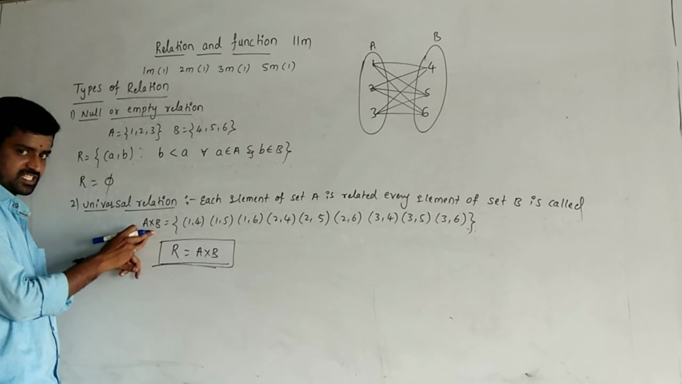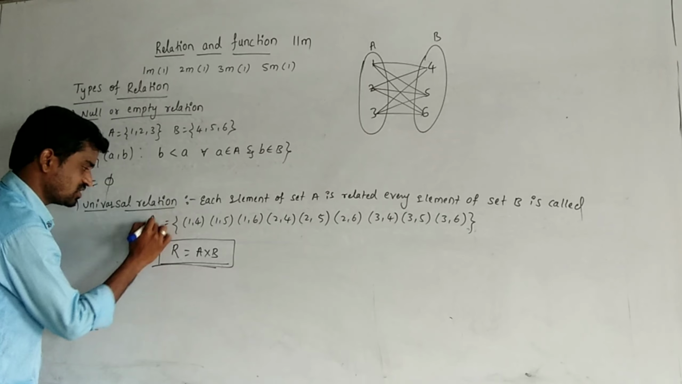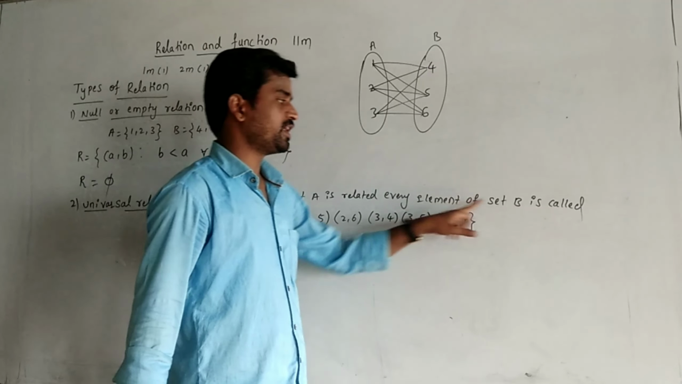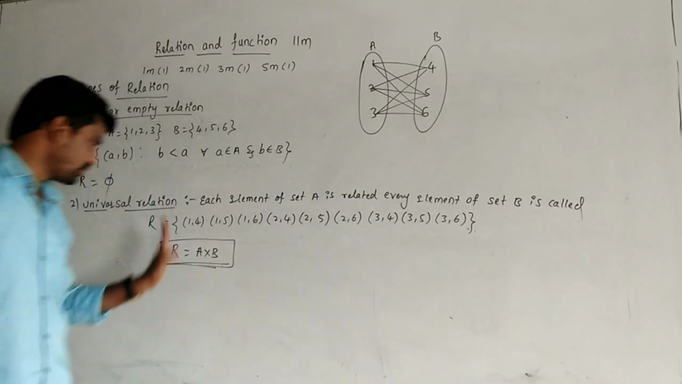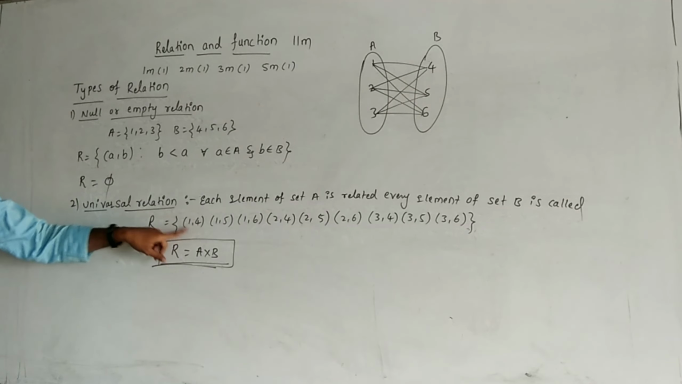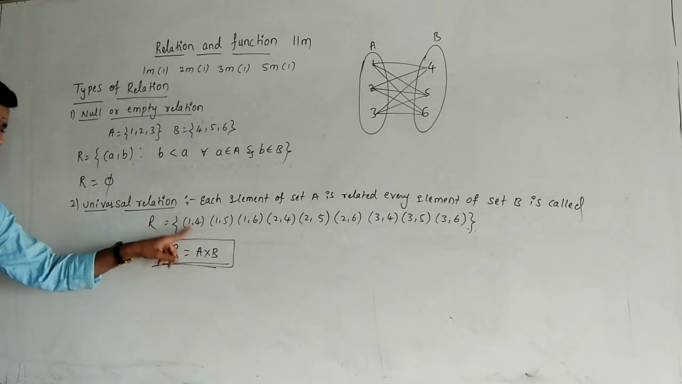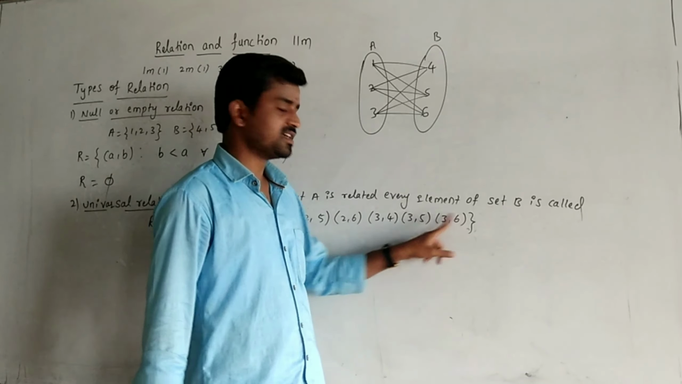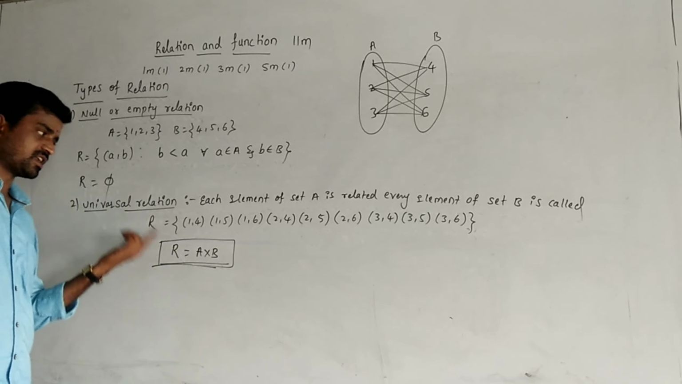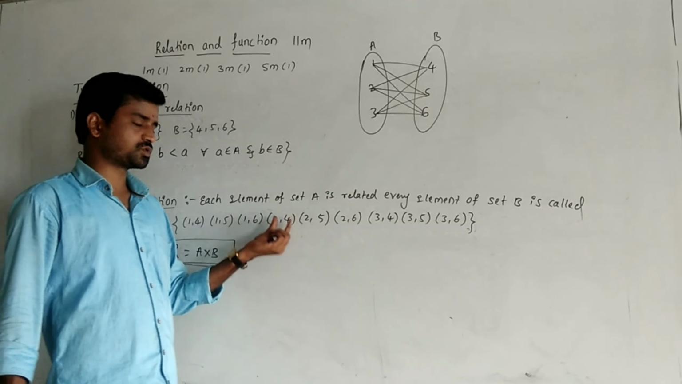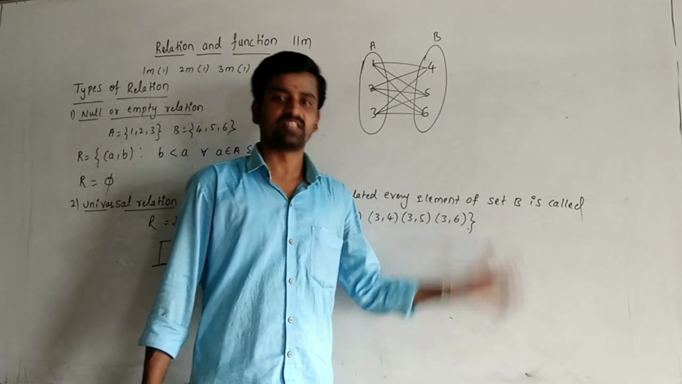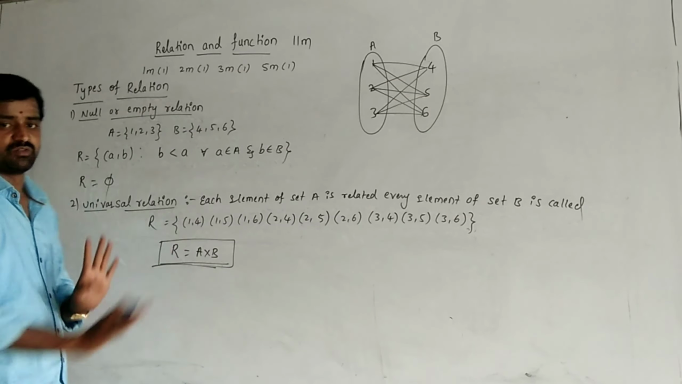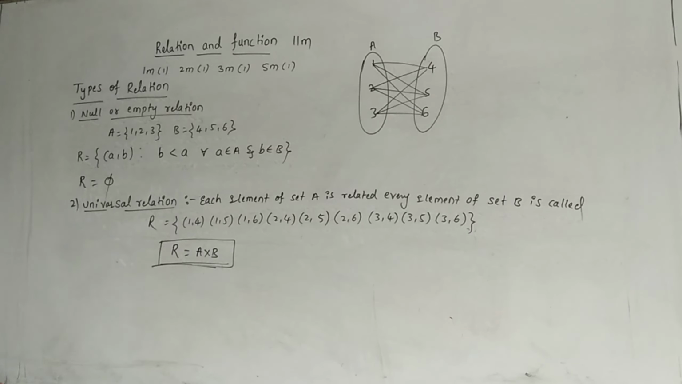See, this one is also a Cartesian product and it is also a relation. Each element of set A is related to every element of set B is called universal relation. The Cartesian product A cross B is (1, 4), (1, 5), (1, 6), (2, 4), (2, 5), (2, 6), (3, 4), (3, 5), (3, 6), and the universal relation is also the same. When relation is equal to the Cartesian product, it is called universal relation.